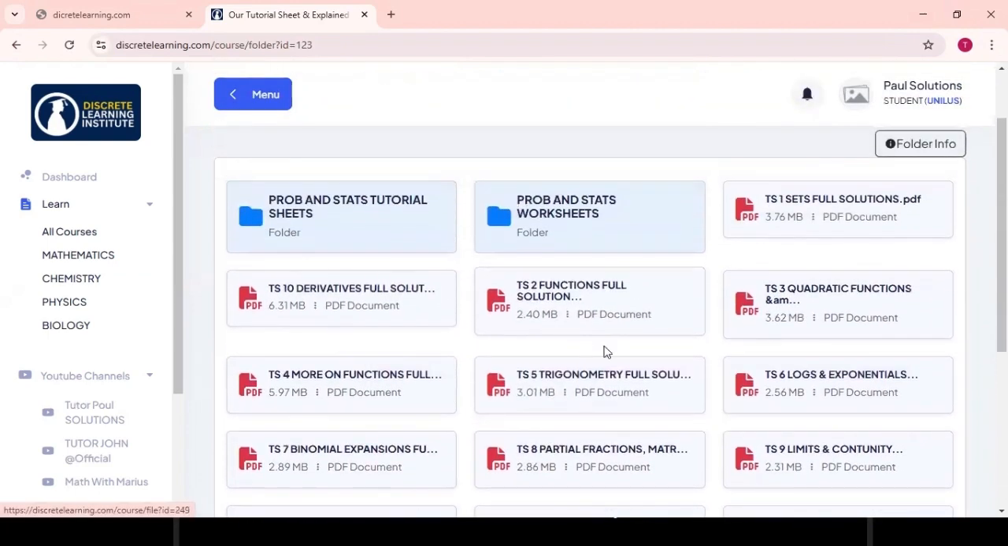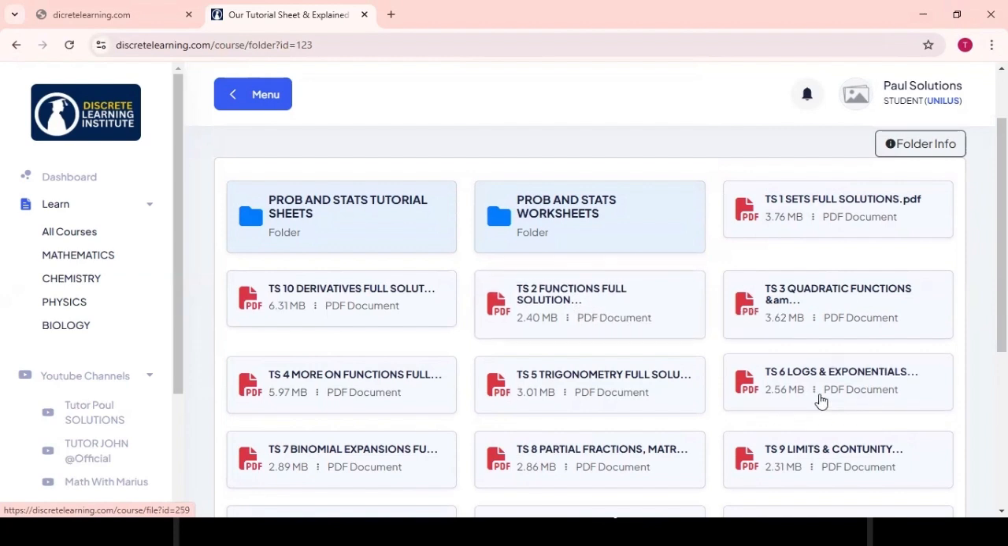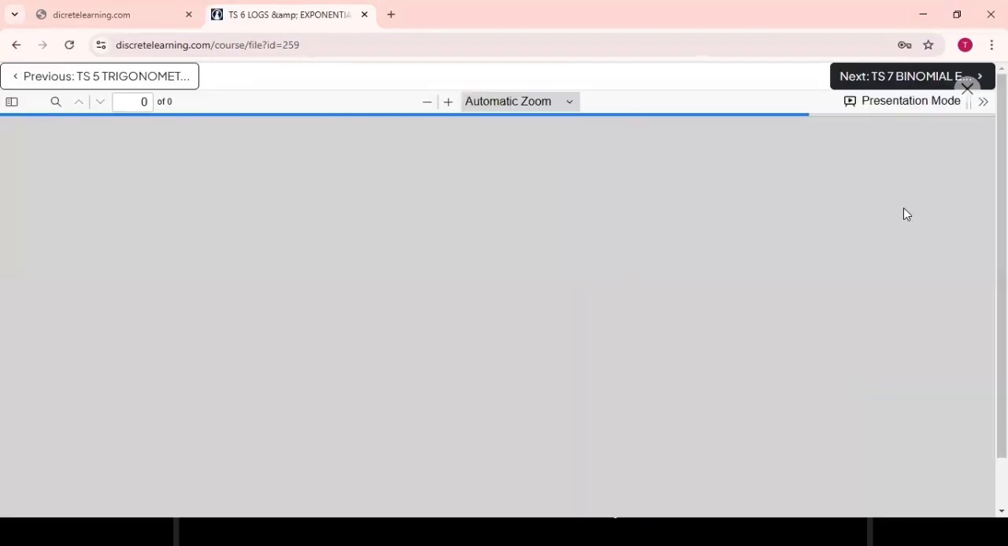So these tutorial sheets have solutions. For example, if you want to learn functions, you just have to open this folder here. Let me say I want to open the one for the logs and the exponentials. So you click on it, and it's going to open here.